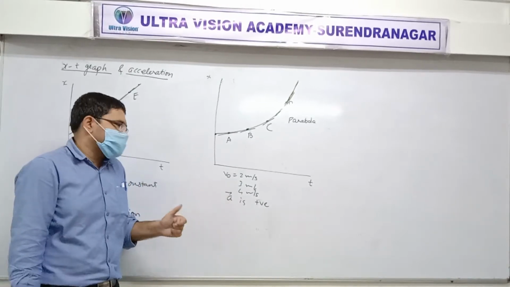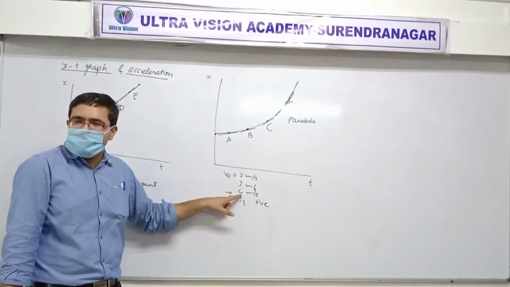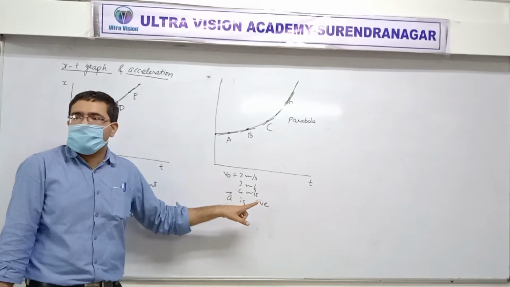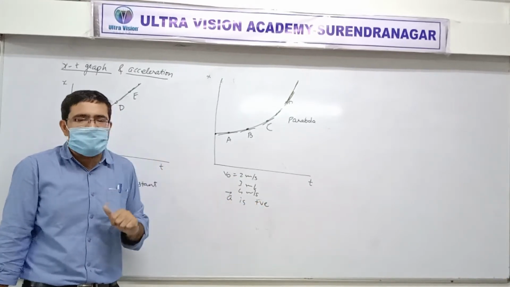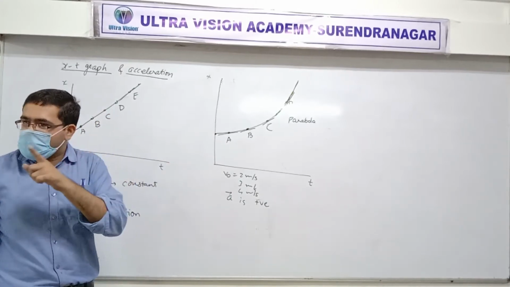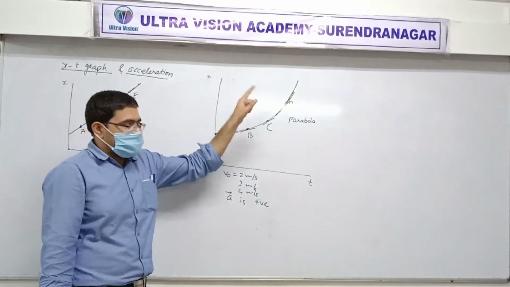There are so many ways to understand that. Speed is increasing: 2, 3, 4. Velocity is positive, so acceleration should also be positive. Make sense? Because if speed is increasing, acceleration and velocity have to be in the same direction. Is that clear? So acceleration must be positive if it's curved like this.